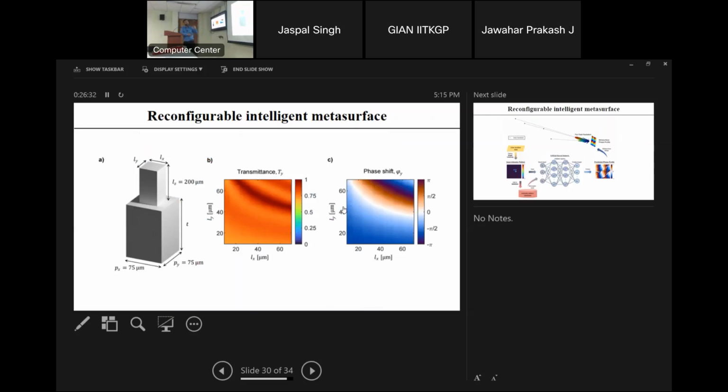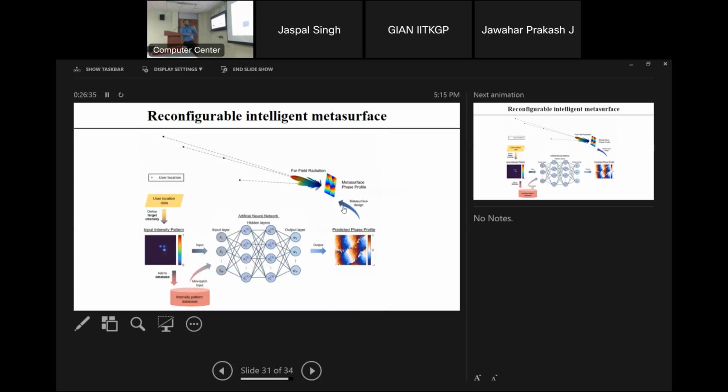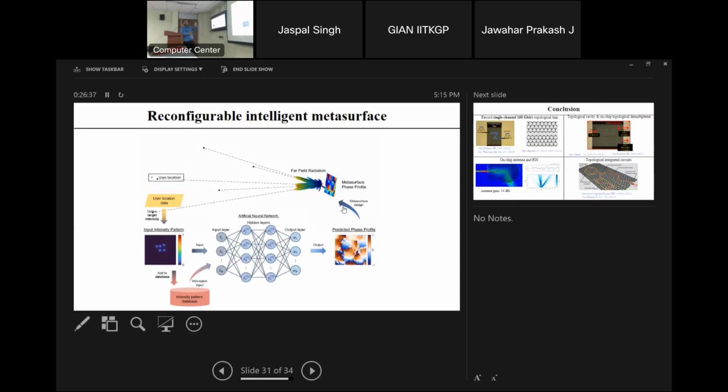So let me first tell you what I mean by active. Imagine we have multiple users where the light has to go, and these users are changing their positions randomly. So this metasurface has to serve them, because it has to send the light to the corresponding user. How can it do so? For that it has to change its spatial configuration, and only then can it do so, because the angle of emergence depends on how the field gradients are. So for that, this metasurface has to be connected with some feedback loop, and then the concept of artificial intelligence comes into the picture.